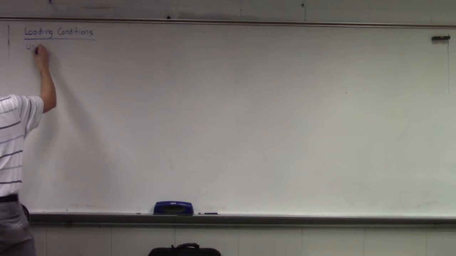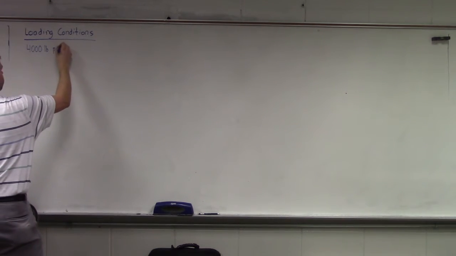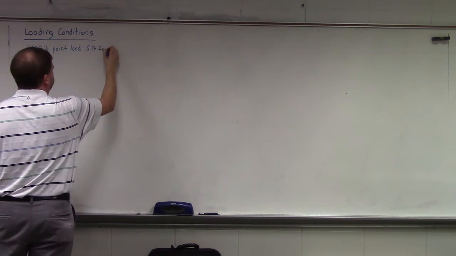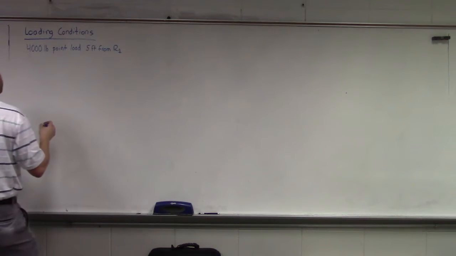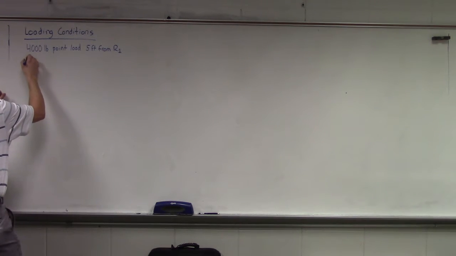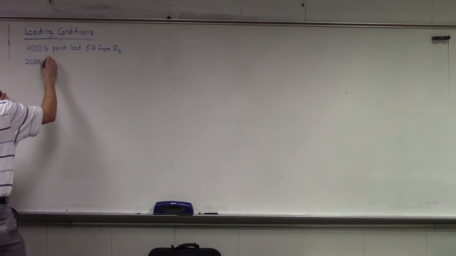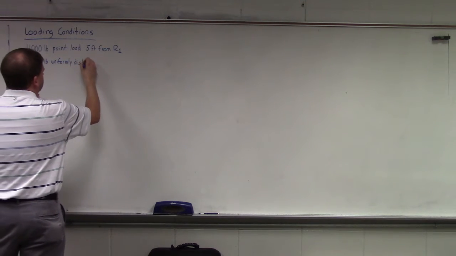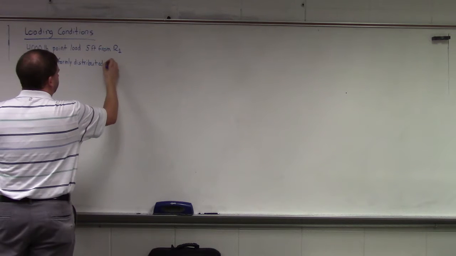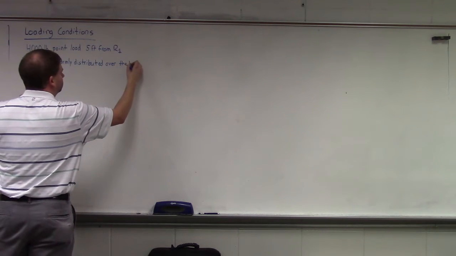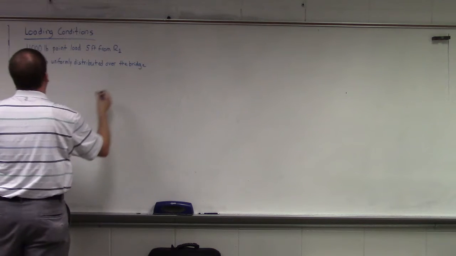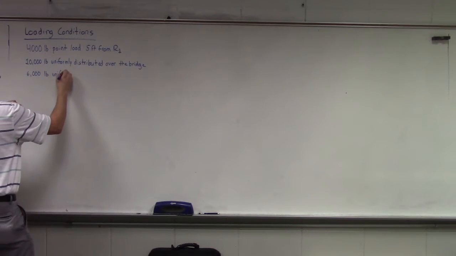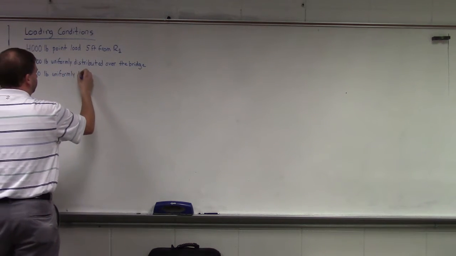So we'll put a 4,000 pound point load, the second one, 5 feet from reaction 1. Oh, I'm sorry. We'll have, let's say, a 10,000 pound load, uniformly distributed over the bridge. And then we'll say that we have a 6,000 pound load, uniformly distributed.